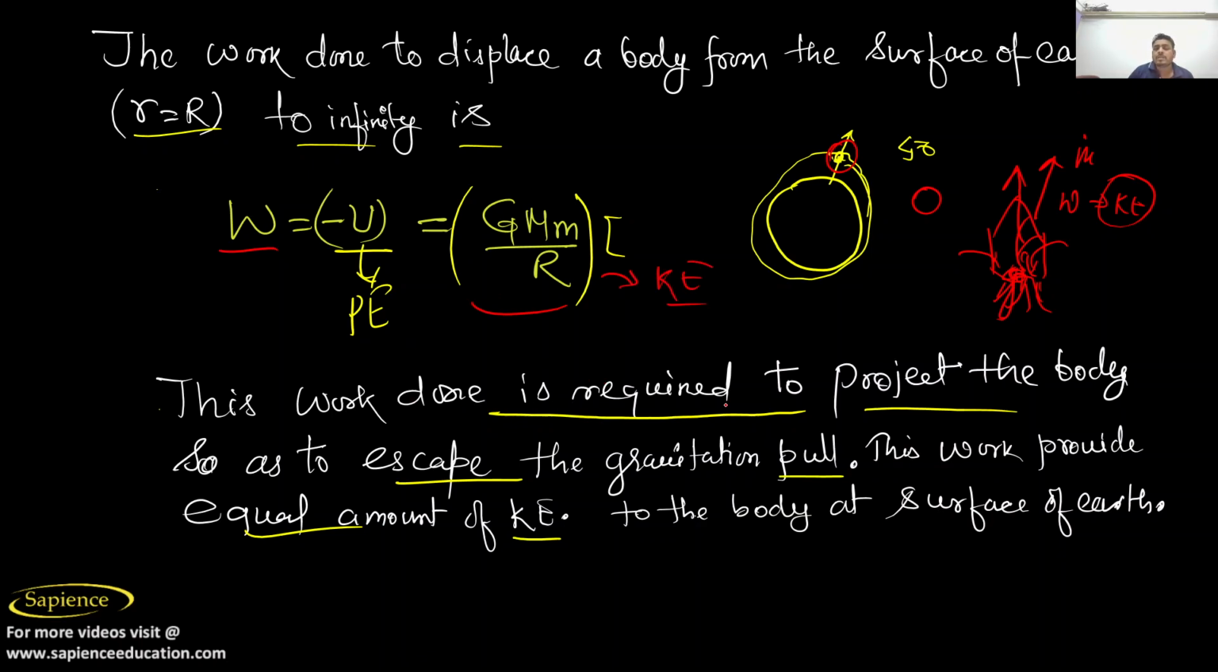So this work done is required to project the body so as to escape the gravitational pull, and this work provides an equal amount of kinetic energy to the body at the surface of the Earth.